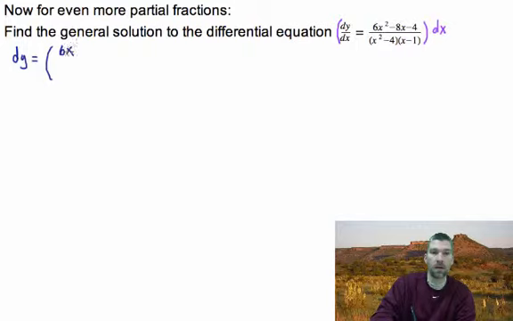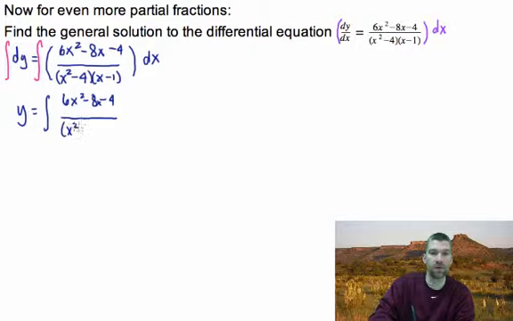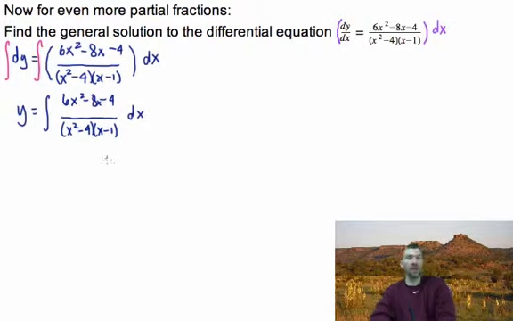6x squared minus 8x minus 4 over x squared minus 4 times x minus 1. So when we integrate this guy, it's going to be really disgusting looking. And so what do we have? y equals the integral of 6x squared minus 8x minus 4 over x squared minus 4 times x minus 1. So this is really a complicated looking problem.